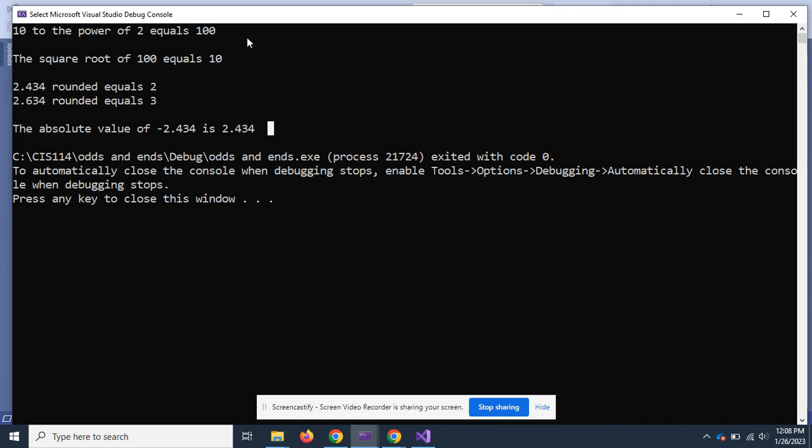Okay, there are four things that you need to know. How to do exponents by using the power function, square root, using the round function, and finally the absolute value.